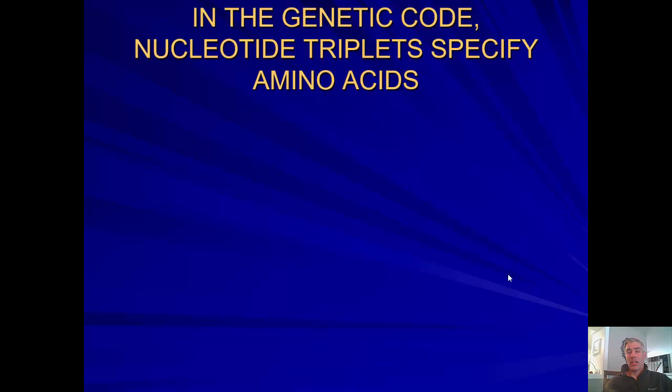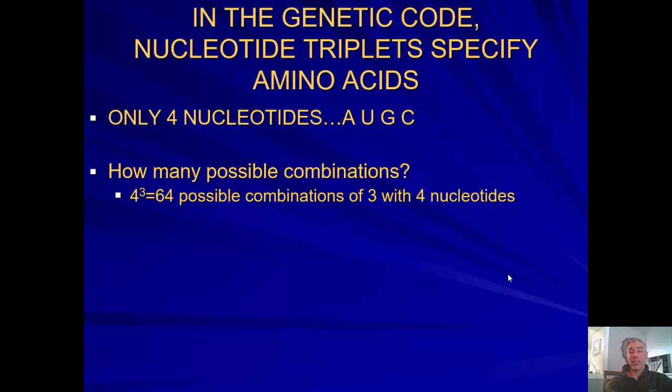And these nucleotide triplets will specify individual amino acids. Now there are 4 nucleotides, as I said, A, U, G, and C. How many different possible combinations are there? Well, if there are 4 nucleotides and 3 positions, if you do your probability math there, you get 64 possible combinations of 3 with 4 nucleotides.